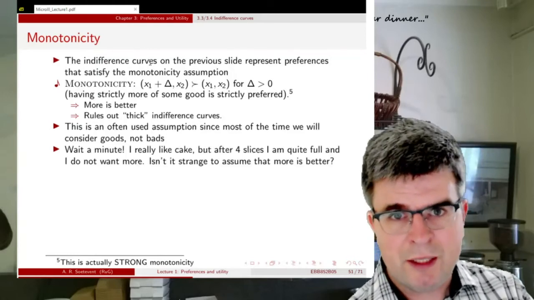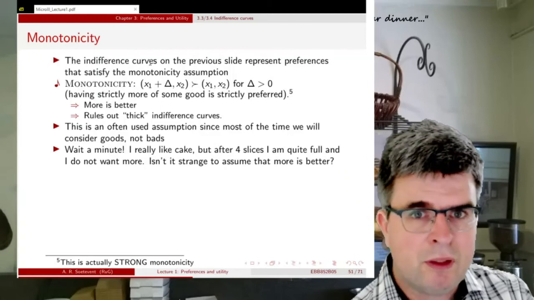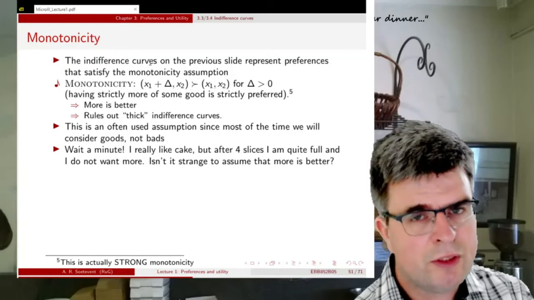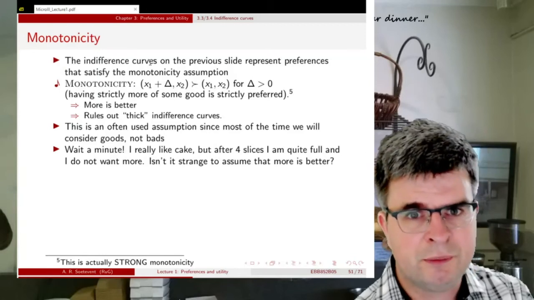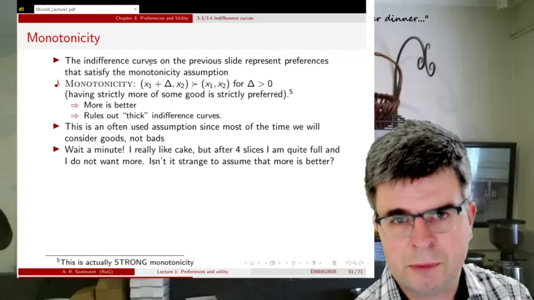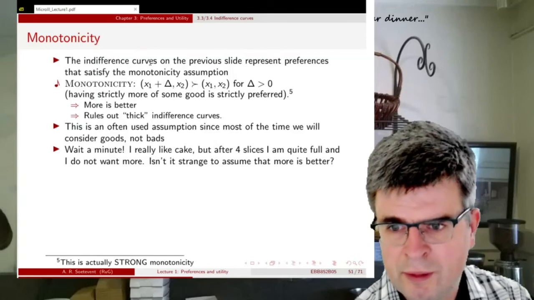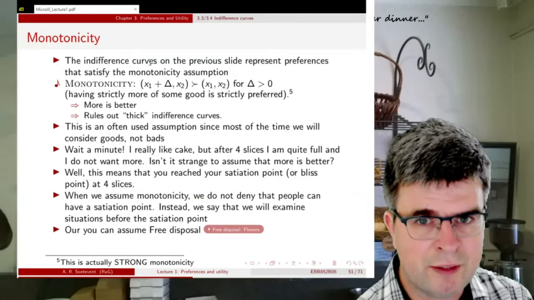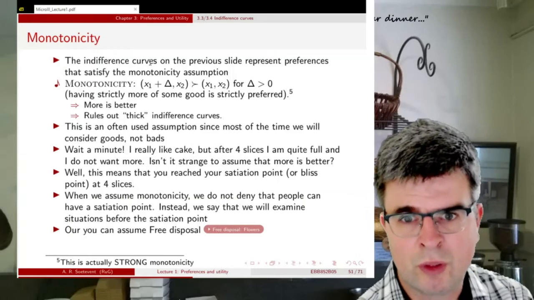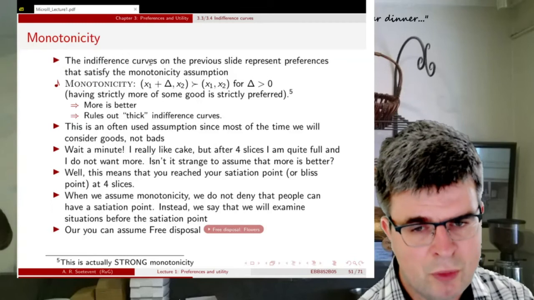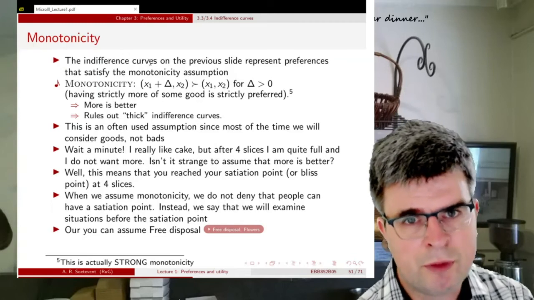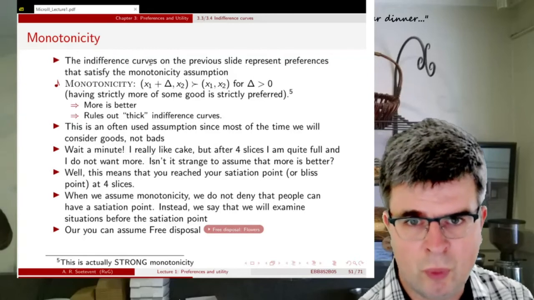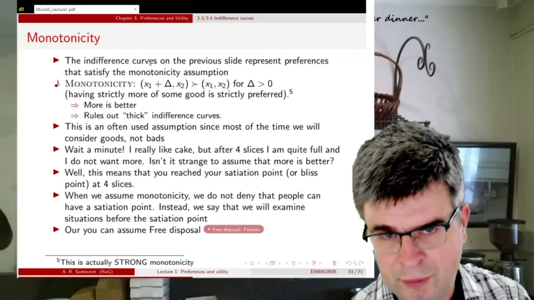But now you may object, you may say, wait a minute, I really like cake, but after 4 slices of cake, I'm quite full and I don't want more. So isn't it strange to assume that more is better? Now, there are 2 responses to that valid question. One response is, observing that you are satisfied if you have eaten 4 slices of cake, you've reached your satiation point. One response is, okay, we assume that we always observe people's choices before they reach the point of satiation.